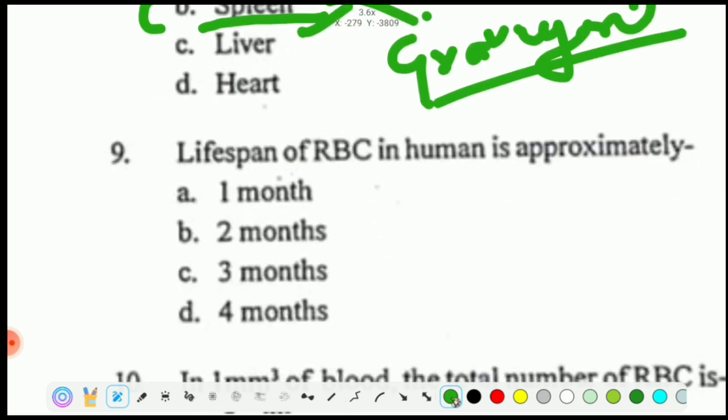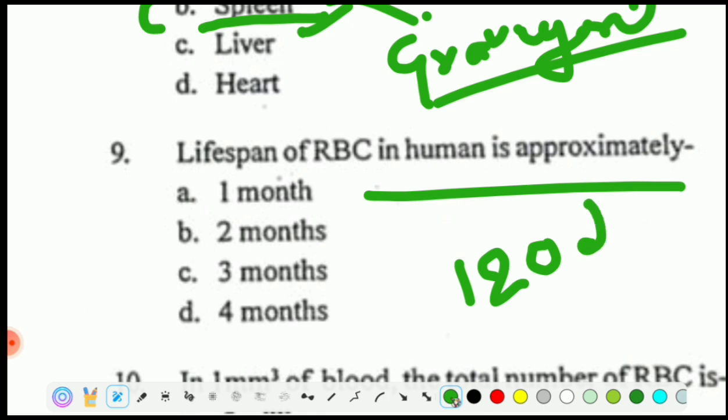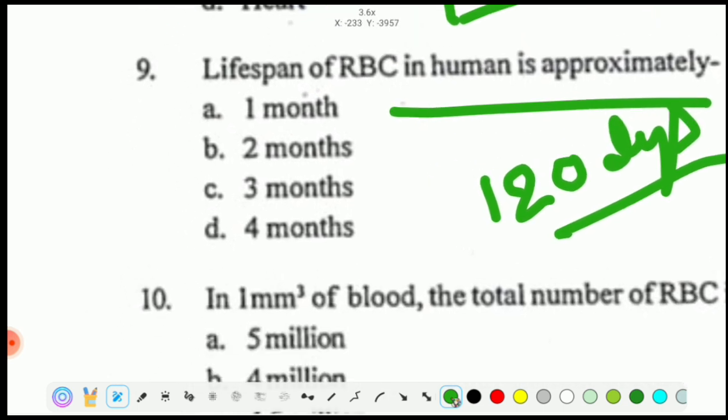Then lifespan of RBC is approximately 120 days. So somewhere you can find it's written 3 months, and somewhere you can see that the lifespan of RBC is mentioned as 4 months. So it is often confusing, but most of the time, as per the answer key, answer would be 3 months. It is approximately 120 days, so it somewhere ranges between 3 to 4 months. So more accuracy would be in choosing 3 months as an option.